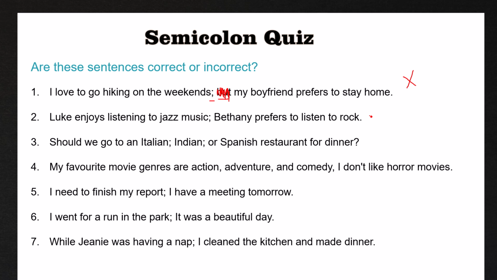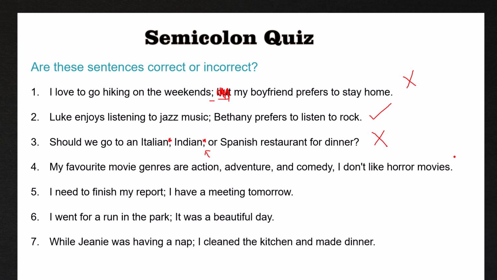Number 2 is correct. Luke enjoys listening to jazz music is an independent clause. Bethany prefers to listen to rock. It's another independent clause, and they are closely related. Number 3 is incorrect. Here we have used semicolons instead of commas. We don't need to use semicolons here, only commas. So we're going to erase this, turn this into a comma, and this into a comma as well. Now this comma here before or is optional.